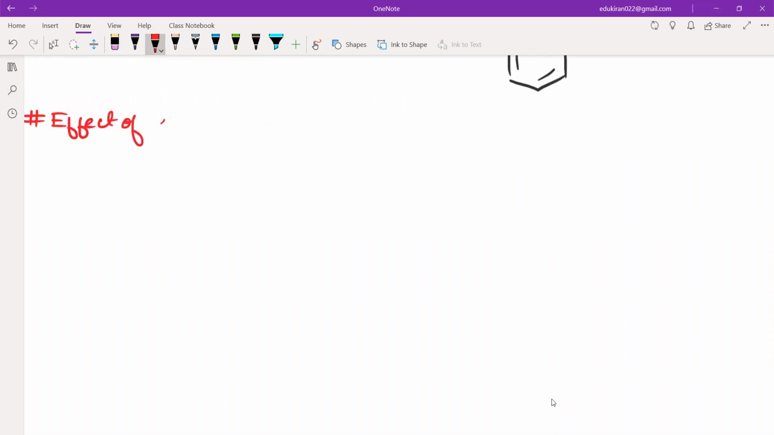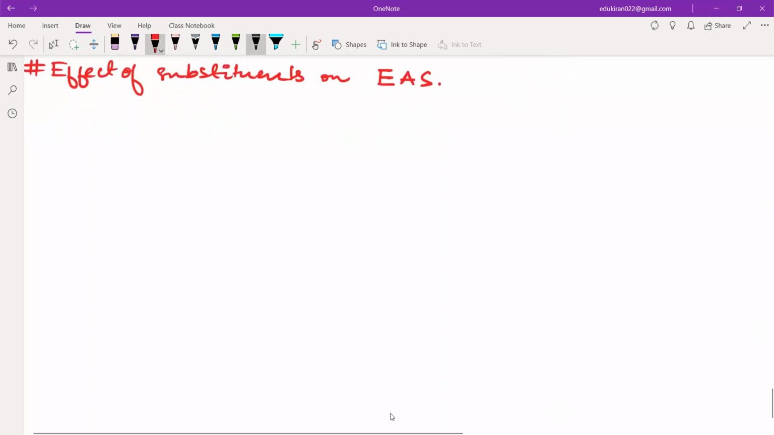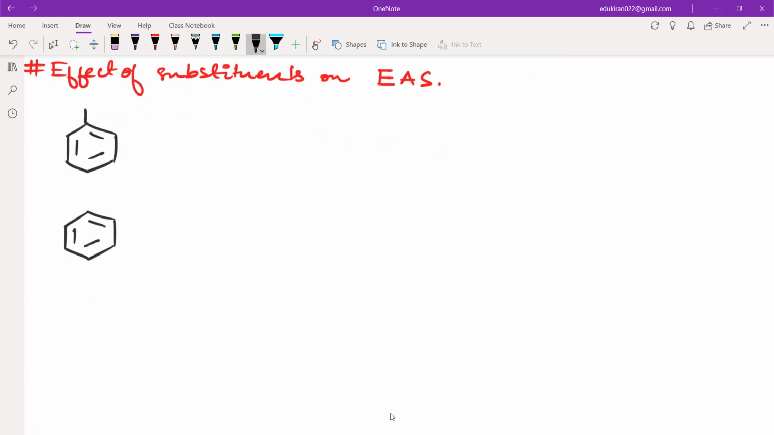Effect of substituents on electrophilic aromatic substitution. Now, we have the benzene ring that we will be comparing with, and let us write two different types of groups. Here we have a D group and here we have a W group. What does D mean? Electron donating. W means electron withdrawing. Is this clear? Yes or no? Please tell me. Donating group and withdrawing group. Is this clear?